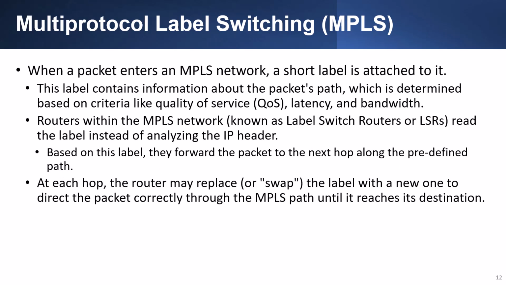When a packet enters an MPLS network, a short label is attached to it. This label contains information about the packet's path, which is determined based on criteria like quality of service, or QoS, latency, and bandwidth. Routers within the MPLS network, known as label switch routers, or LSRs, read the label instead of analyzing the IP header. Based on the label, they forward the packet to the next hop along the predefined path. At each hop, the router may replace or swap the label with a new one to direct the packet correctly through the MPLS path until it reaches its destination.